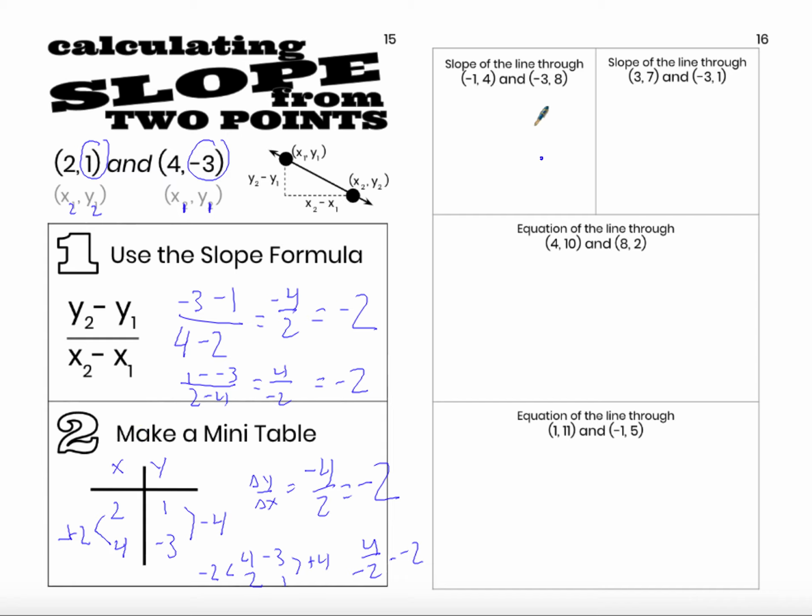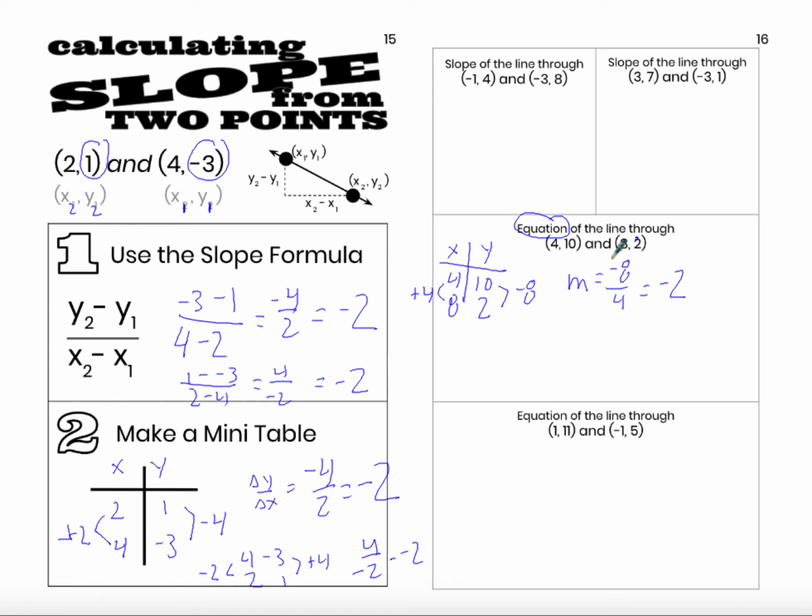Now sometimes you're not just asked to find the slope, but you're asked to find the entire equation. In this case, you're first going to use the slope formula or a mini table to find the slope. 10 to 2, we're going down 8. 4 to 8, we are going up 4. That gives me a slope of negative 8 divided by 4, which is negative 2.